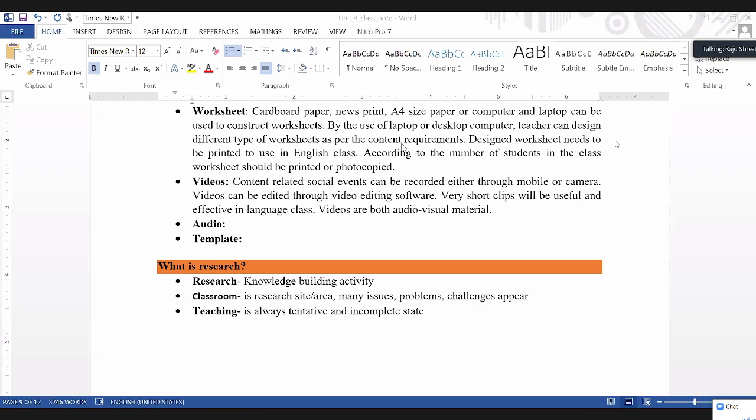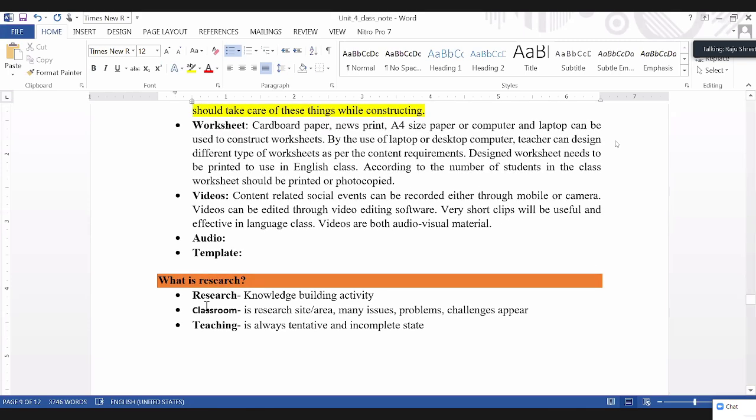Now may I request you to stop your writing now, I'll say something. Yeah, carried out inside the class, that's good. Now see here, before starting what exactly action research is, let's have a few ideas about what is research, what is classroom, what is teaching, what is learning, because action research is directly related to teaching and learning as well as professional development of teacher. So research, simply we understand, is a knowledge building activity.